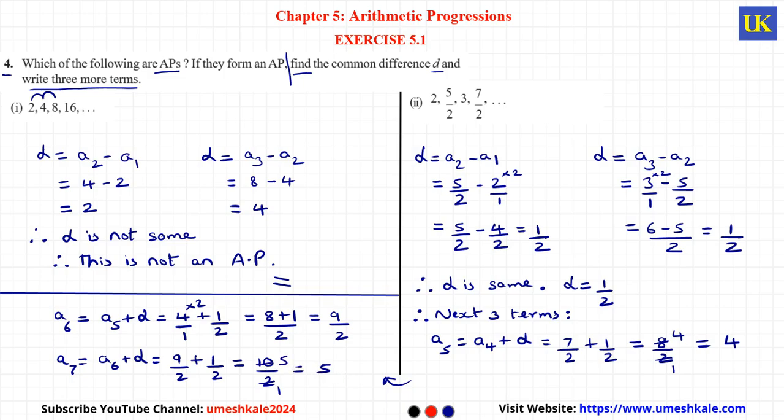So what we did here: first we checked whether the D value is the same, whether it is constant every time. Here we got 1 by 2, here also we got 1 by 2. So D is the same, and we wrote D is equal to 1 by 2. Then we found out the next three terms. A1, A2, A3, A4 were given. So we found A5, which is 4, A6, which is 9 by 2, and A7, which is 5. So this completes this question. Now we'll see the next sub question 3 on the next page.